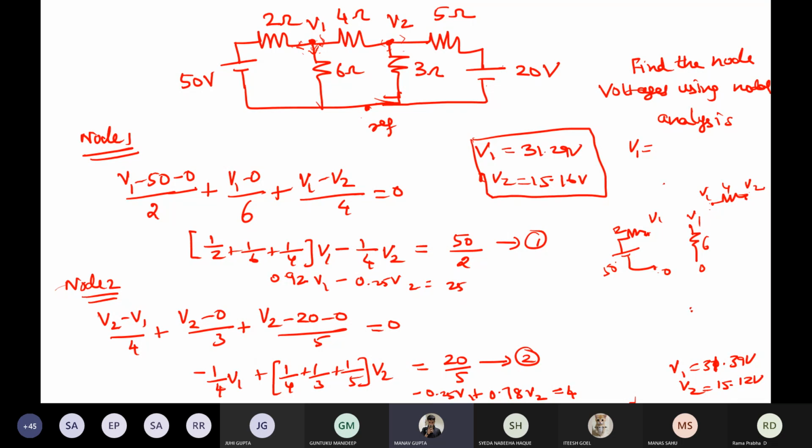Excuse me, Shubham? Yes, ma'am. Excuse me, ma'am. Yes, ma'am, I'm getting V2 as 47.116. No, ma'am. See, these values, brother, these values are right. 0.92, 0.25, 25, 20. This one is right only. 0.78 is 4.